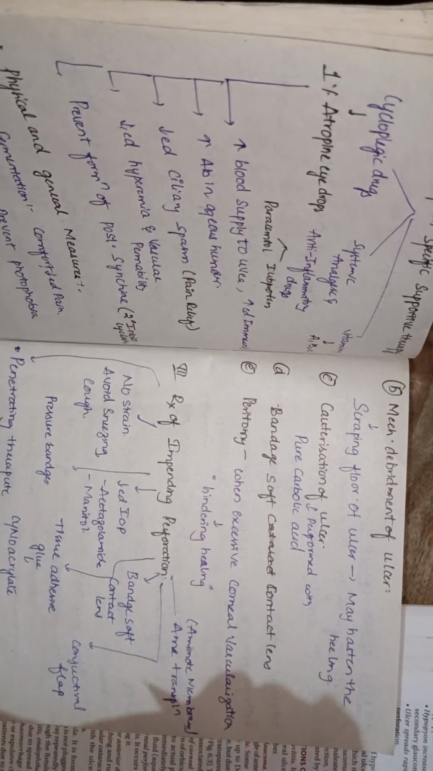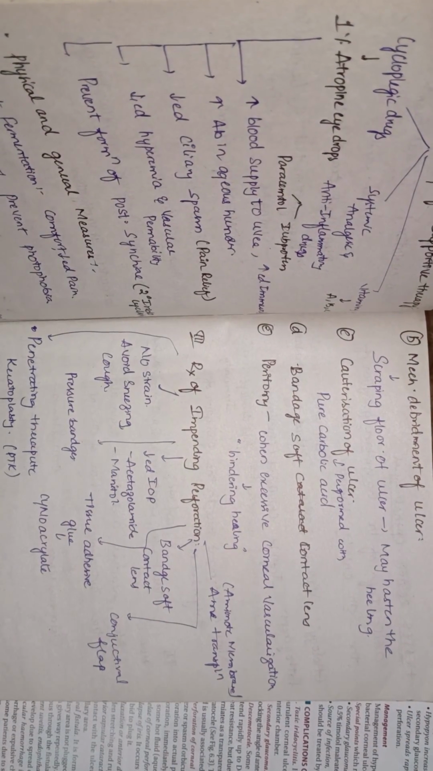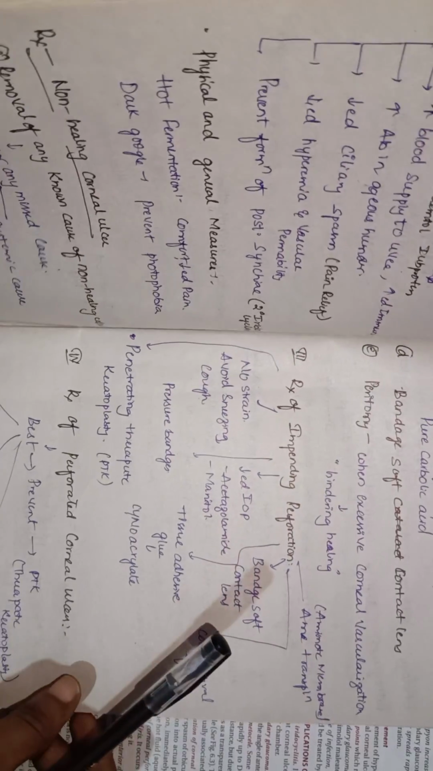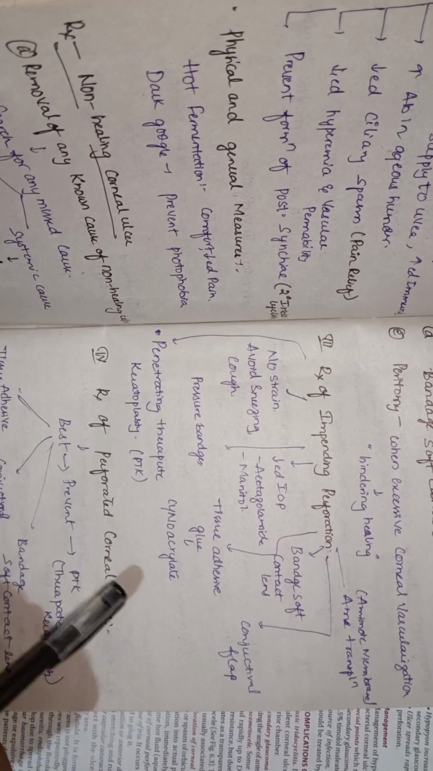So first, why does the non-healing occur? First, we should know the cause. Next, we should use mechanical debridement of the ulcer. Next, cauterization with pure carbolic acid. Next, bandage, soft contact lenses, and peritomy. This is the non-healing ulcer treatment. Next, treatment of impending ulcer and perforated corneal ulcer.